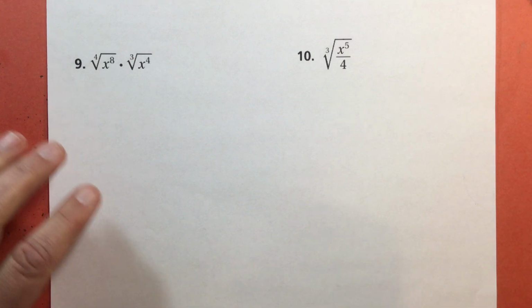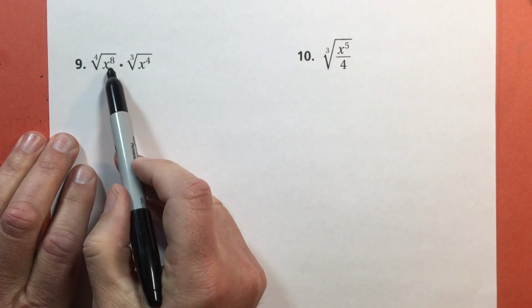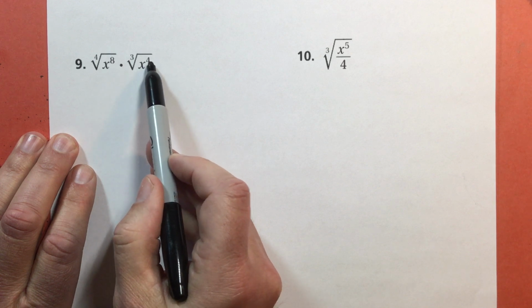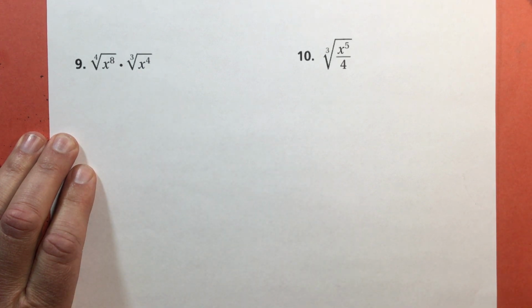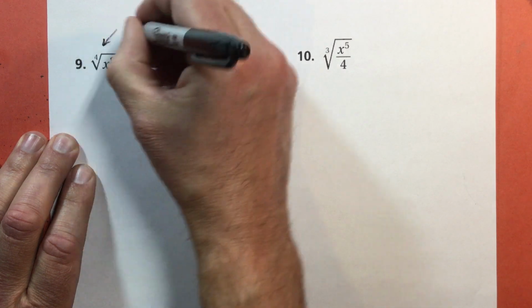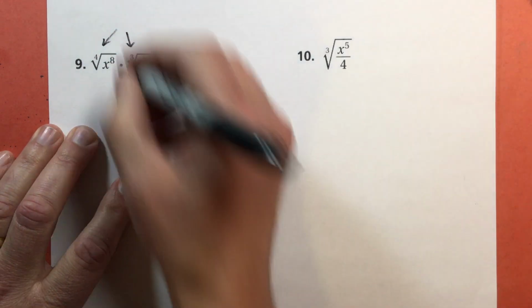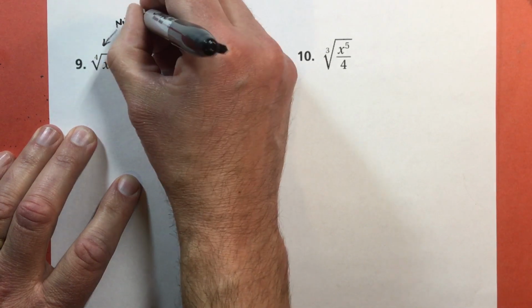So I've got the fourth root of x to the 8th power times the third root of x to the 4th power. These two indices, that's plural index, indices, are not the same.